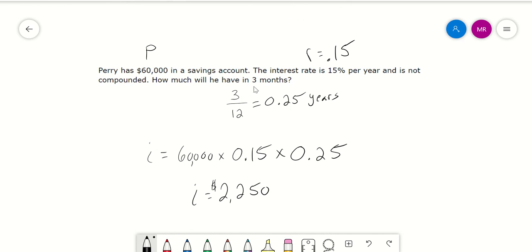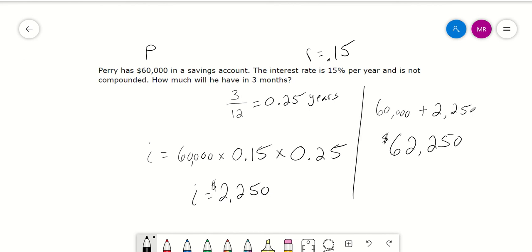Now, let's read what we were asked to find. How much will he have in 3 months? Sometimes you're asked the interest, in which case you would plug that in as your answer, but we're asked how much he will have. Well, Perry started with 60,000. He's adding to that $2,250. So 62,250 is the total that Perry has now.